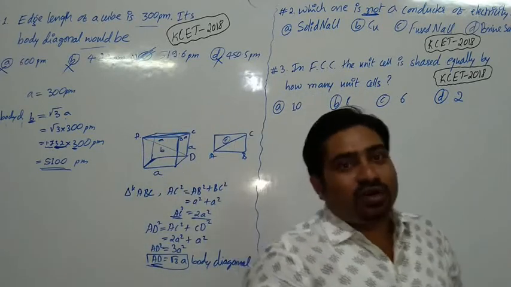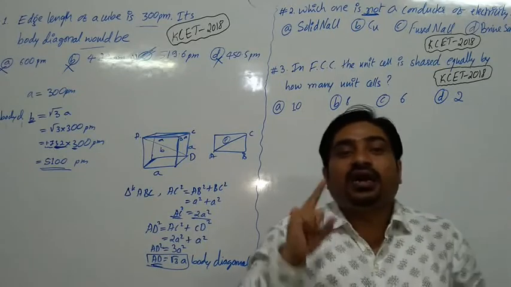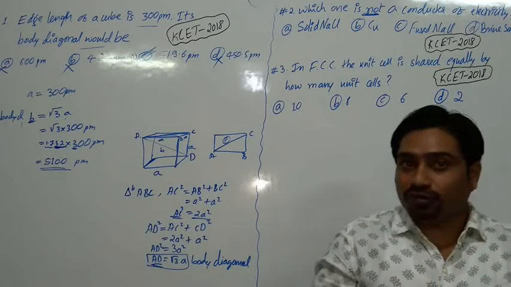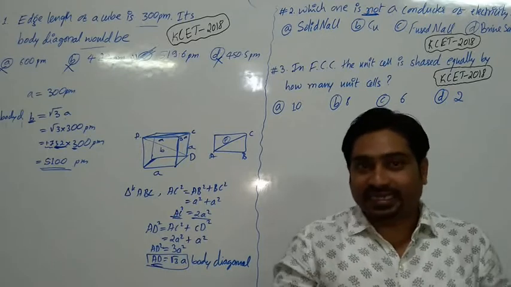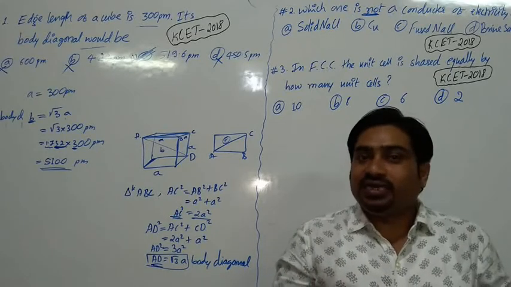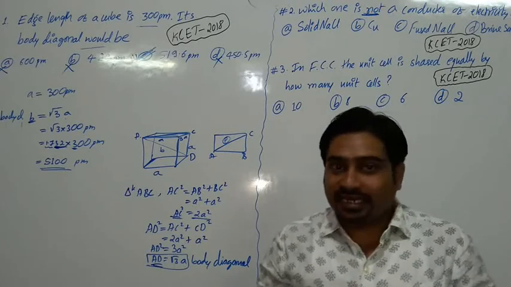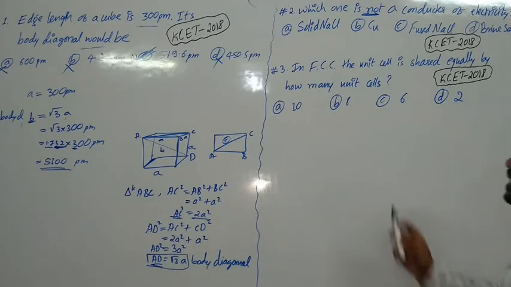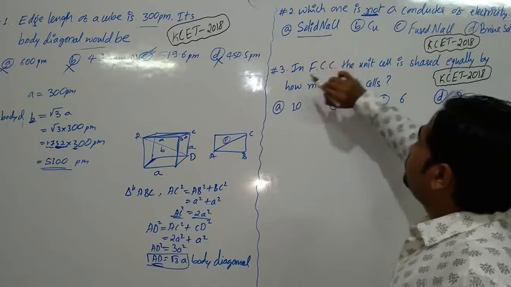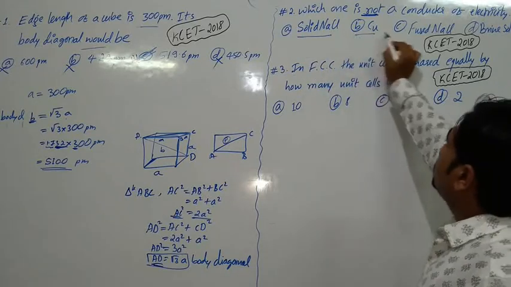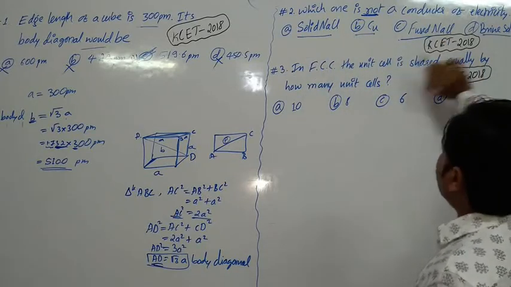In an ionic conductor, what happens? The condition is that ions must be free to move, then only it conducts electric current. In a metallic conductor there is no such restriction. In metals free electrons are present, so they can conduct very easily. So let us see the answer. Solid NaCl, copper, fused NaCl, brine solution.